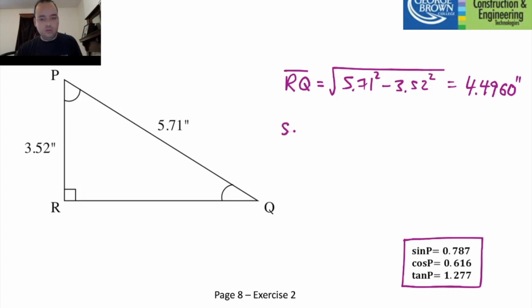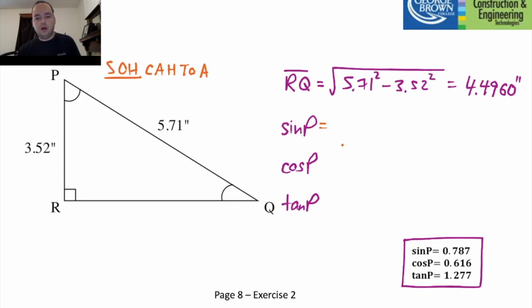So let's calculate those ratios. So sine P, cos P, and tan P. I'm just going to write SOHCAHTOA up here. Starting with sine. Sine is opposite over hypotenuse. Perhaps we should write that side length here, 4.4960 inches. So sine is defined as the opposite over the hypotenuse.